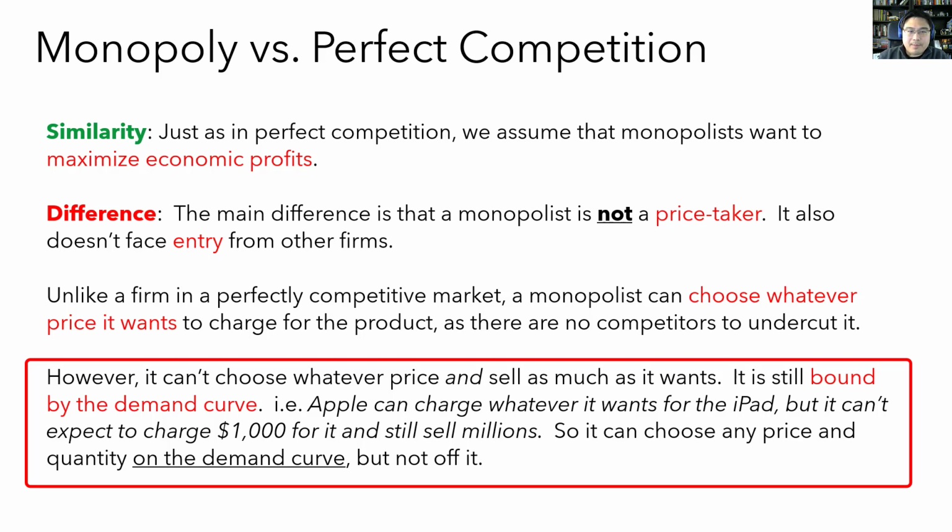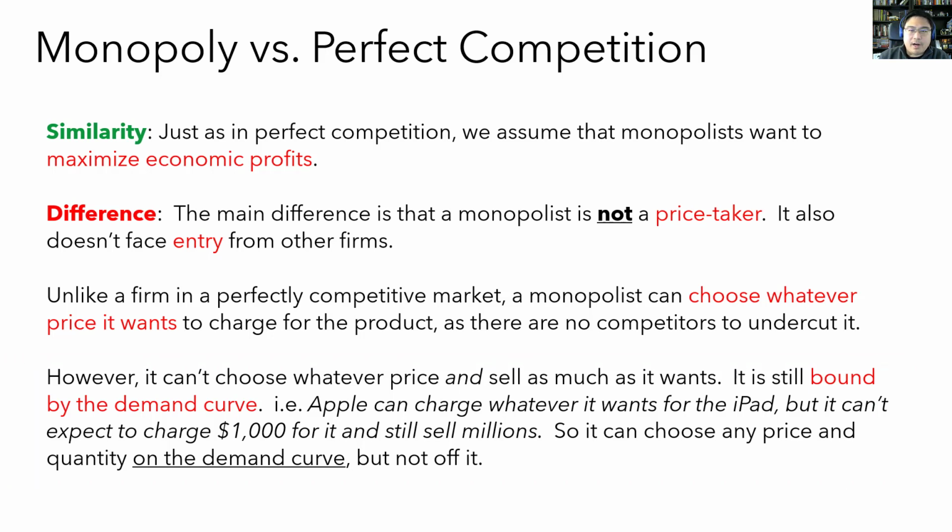So even for a monopolist, there's a trade-off between price and quantity. And that trade-off is going to be given by the demand curve. So we say that the monopolist is bound by the demand curve. It can choose any price and quantity combination which is on the demand curve, but it can't go off the demand curve.